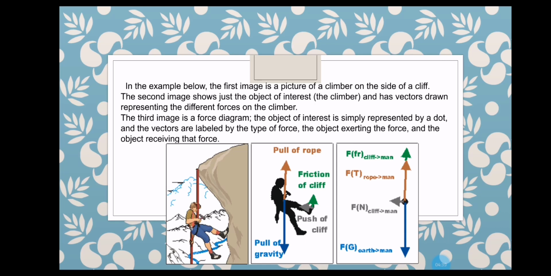So whenever you are asked to do a force diagram, you have to do something similar to the third image. So the object of interest is simply represented by a dot. We don't draw the whole person, it's only a dot. And then the vectors are labeled by the type of force, and the object exerting the force and the object receiving the force. So the green one is friction of the cliff. You can simply write Fr. The brown one is the pull of the rope, and the gray one is the push of the cliff, and the blue one is the pull of gravity. So this is what we call a force diagram.